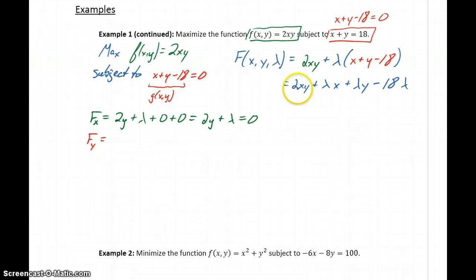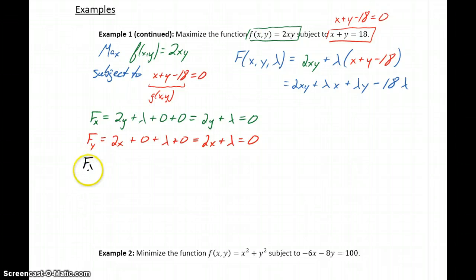So we'll look at finding the partial derivative with respect to y, which will give us 2x plus 0 plus lambda minus 18, or no, I'm sorry, plus 0, so minus 18 lambda has no y variable. So we'll get 2x plus lambda, and also set that result equal to 0.